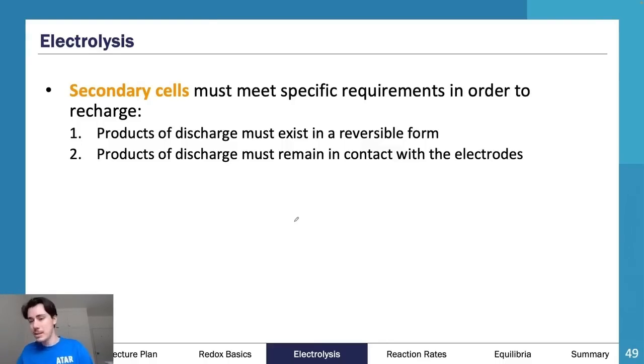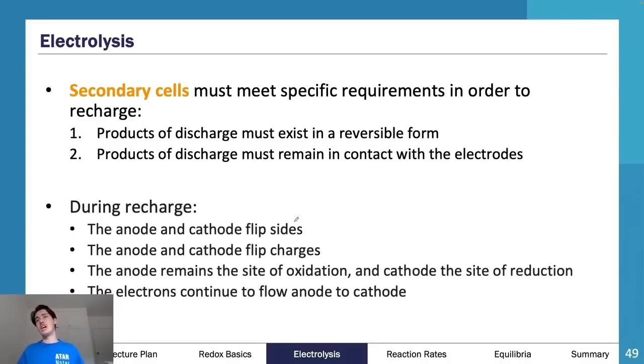Yes, you can sort of trap it there, but even so, it's not going to be in direct contact with the electrode all the time, and it doesn't work all that well. So gases are generally terrible for secondary cells, so we don't want gases. We generally want solids. Liquids are okay. Solids are better. That's what we sort of say. Now, during recharge, the anode and the cathode flip sides.